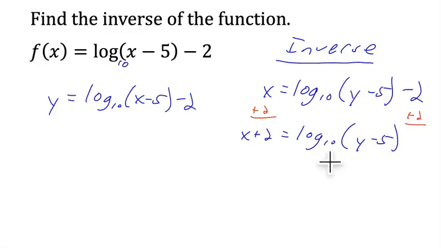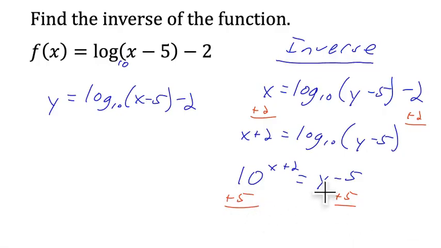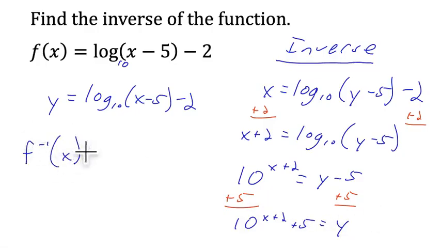Now let's rewrite it in exponential form as log base 10, so the base is 10. The log equals the exponent, and it equals the other thing. We add 5 to both sides to get y all by itself. And we're ready to write our inverse. So f inverse of x equals 10 to the power of (x plus 2) plus 5.